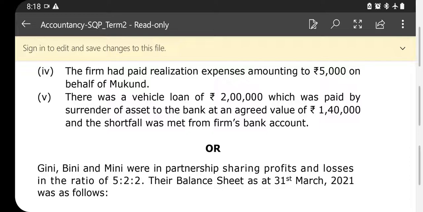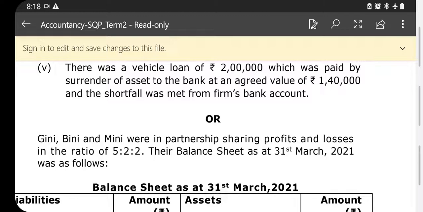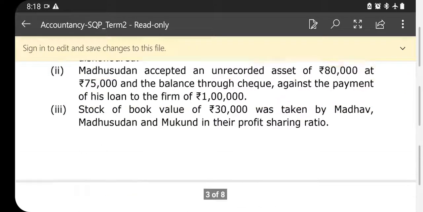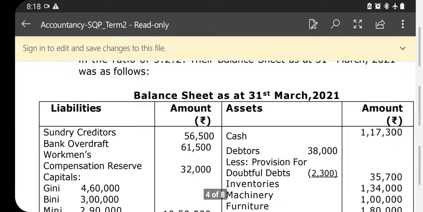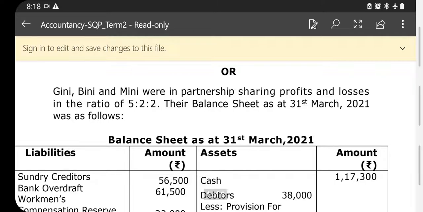2 lakhs which was paid by surrender of asset to the bank at an agreed value of rupees 1,40,000 and the shortfall was met from the firm bank account. So either or, this question is seventh question, two questions is there, either or anyone can attempt.